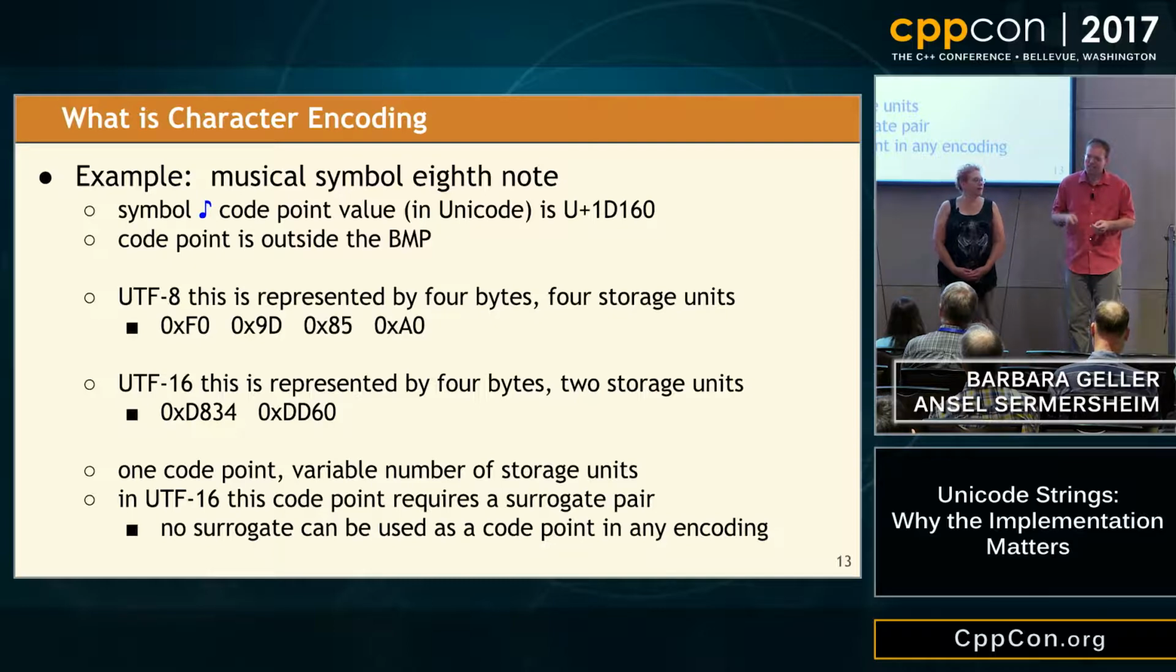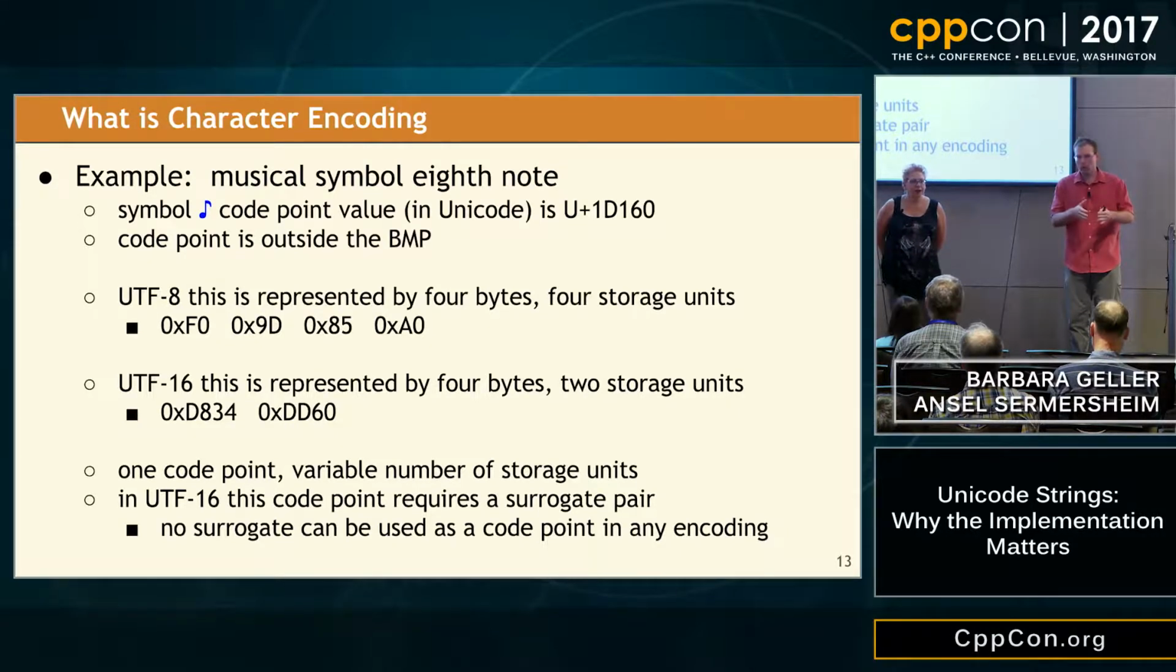In order to represent this symbol in UTF-8, we use 4 storage units with these values, and there is a representation in UTF-16 as well. It uses 2 16-bit storage units, and each one of these storage units is what's referred to as a surrogate. This is a feature that was added to the standard when code points grew from 16 bits to 21. It would be ambiguous in UTF-16 if these values were ever legal code points.